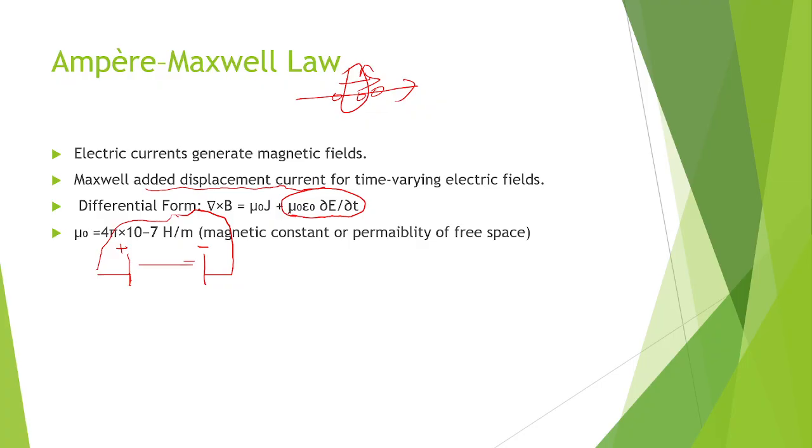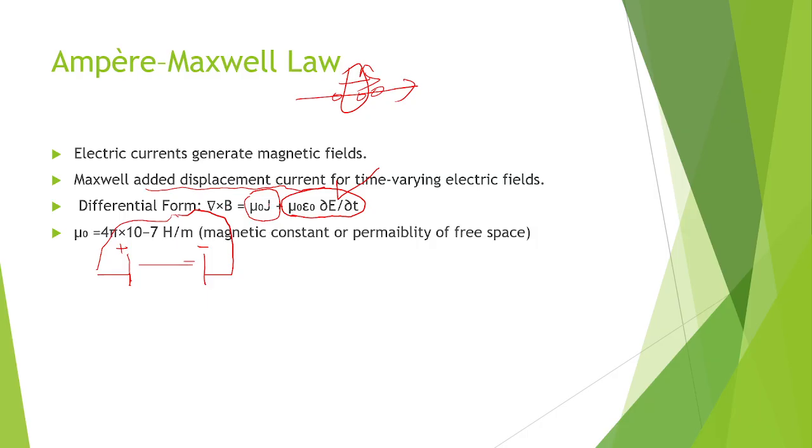You see, if you are charging a capacitor, the electric field is changing in time. So that is the partial E partial t term. When you charge the capacitor, the change occurs in the electric field between the plates of the capacitor in time, and this is the displacement current term added by Maxwell in the Maxwell equation. Before Maxwell, only this term was there.